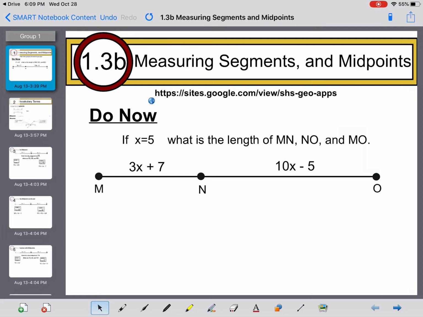Hey everybody, this is 1.3b, measuring segments and midpoints. The do now asks you if x equals 5, what is the length of MN, NO, and MO? Feel free to pause the video and resume it when you're ready to check your answers.